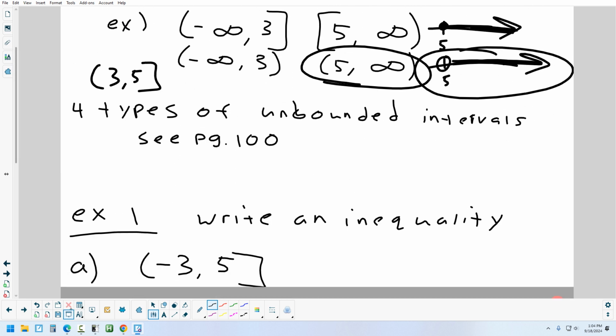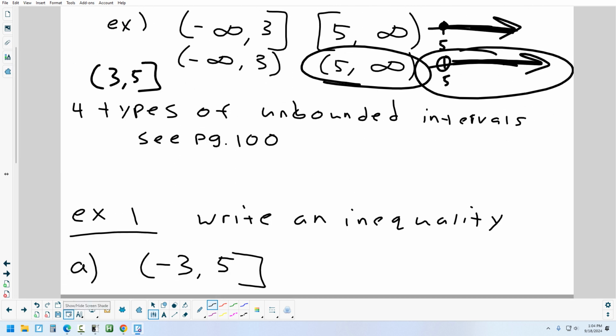So let's see if we can translate an interval to an inequality. I want to write an inequality for the interval shown below. This is the kind of thing where you're between two numbers. You're bounded. -3 is the low, 5 is the high. So this is going to have the word "and" in it. What's the definition of inequality again? An inequality has a less than, greater than, less than or equal to, or greater than or equal to.